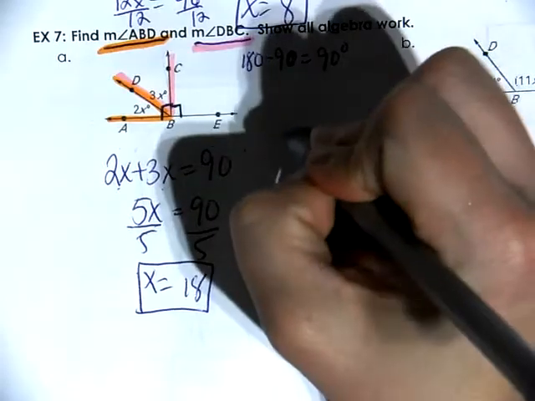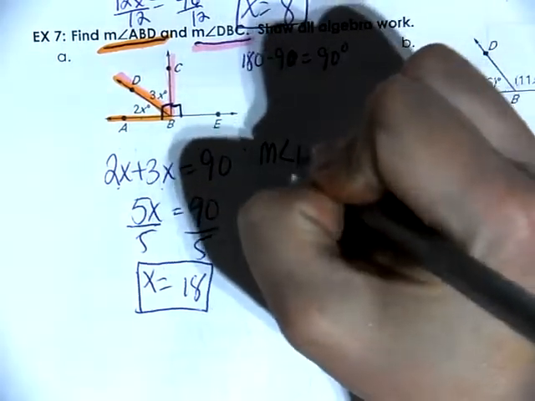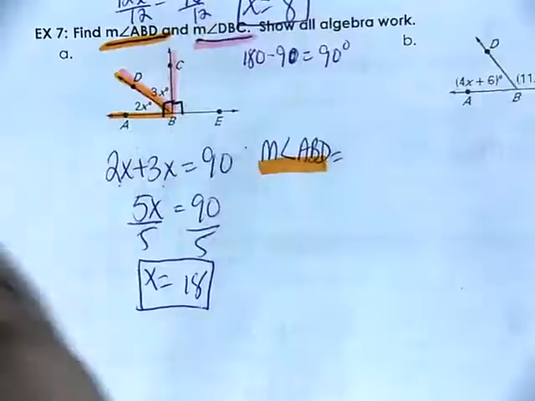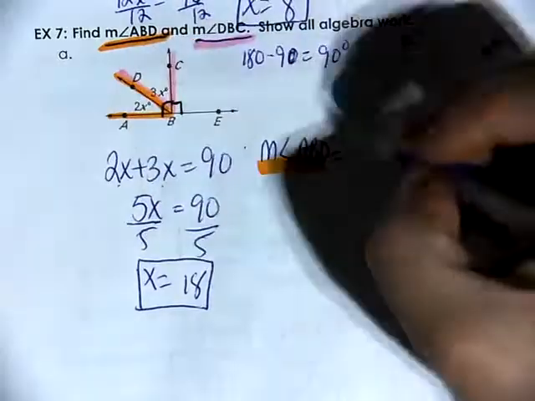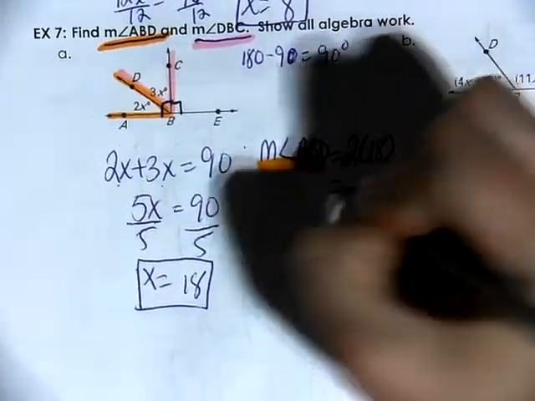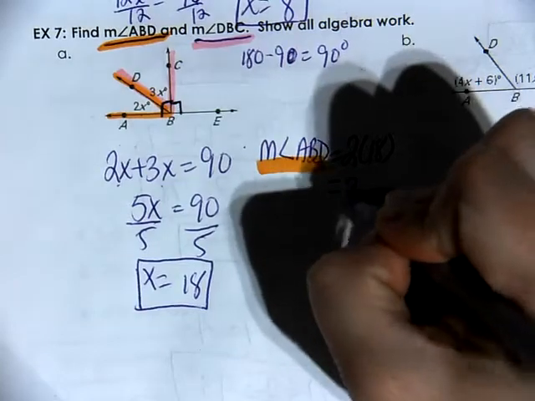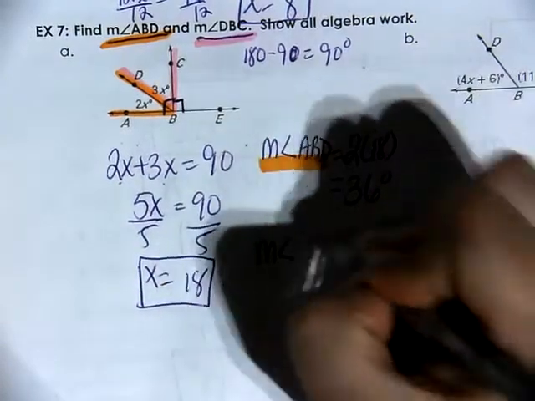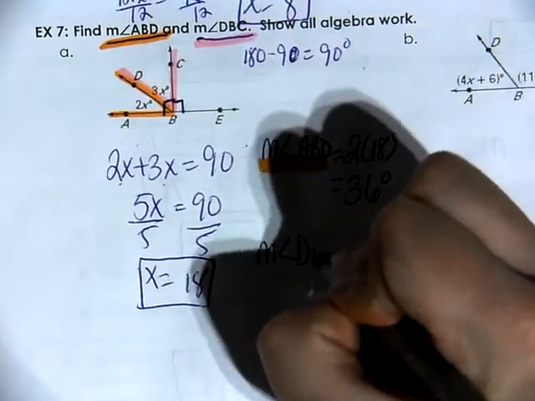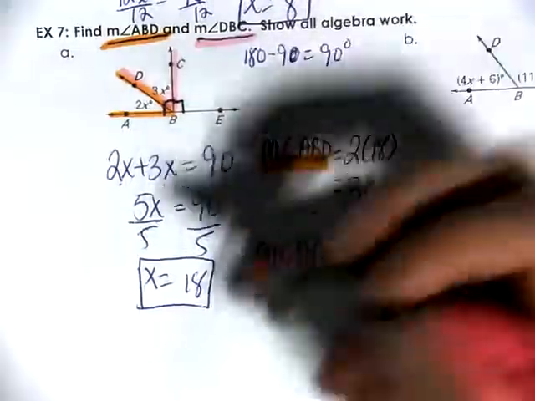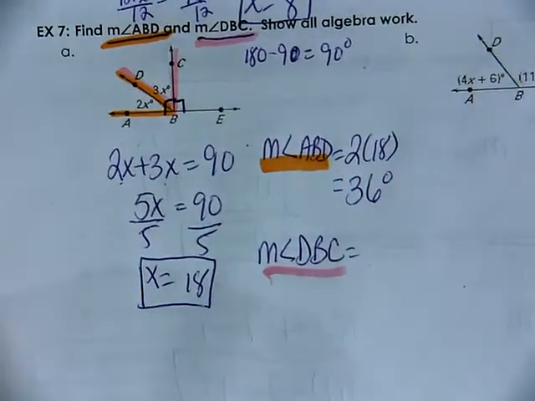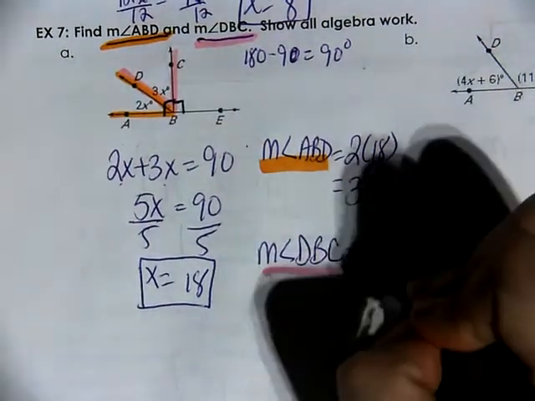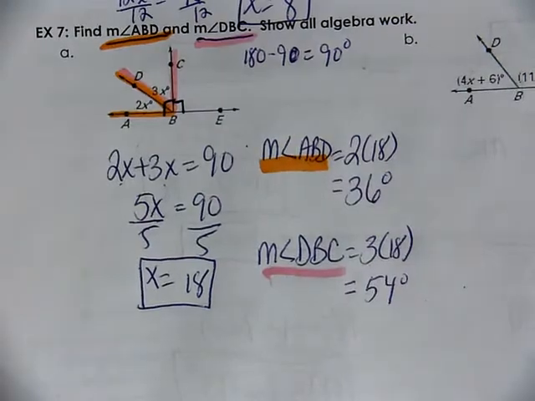Now I'm going to find the measure of angle ABD. ABD, remember, was the orange angle, and that was 2x. So that is 2 times 18, which is equal to 36 degrees. Now we need to find the measure of angle DBC. Remember, that was the pink angle right here, and that is 3x. So we go 3 times 18, and 3 times 18 is equal to 54 degrees.